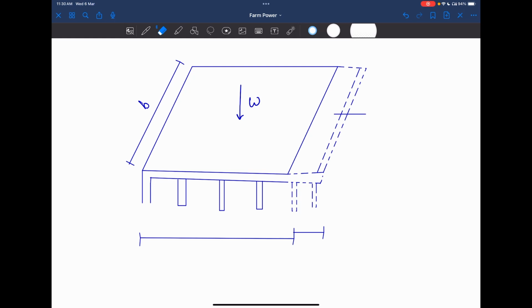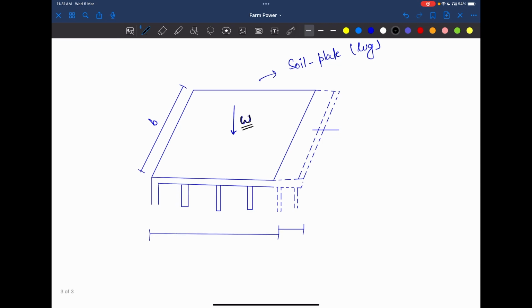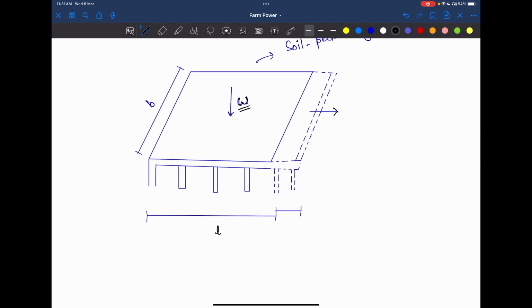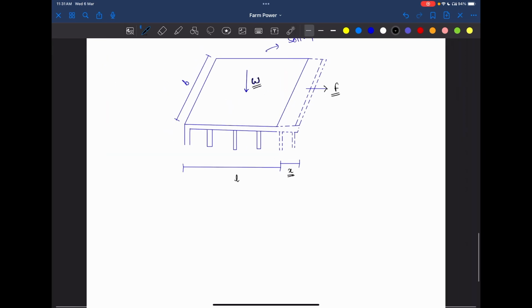So this is called the soil plate, also called the lug. When we put the load W, the breadth of the soil lug is B and the length is L. When we put a force F, we see that the lug moves a distance x. This x is nothing but the deformation.